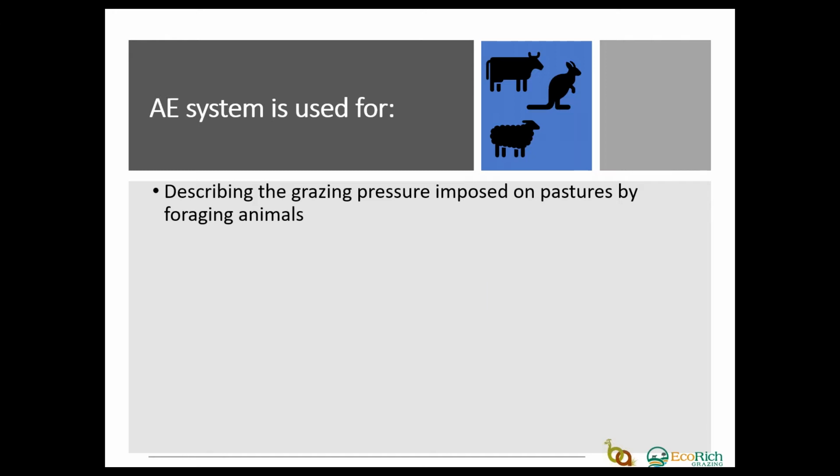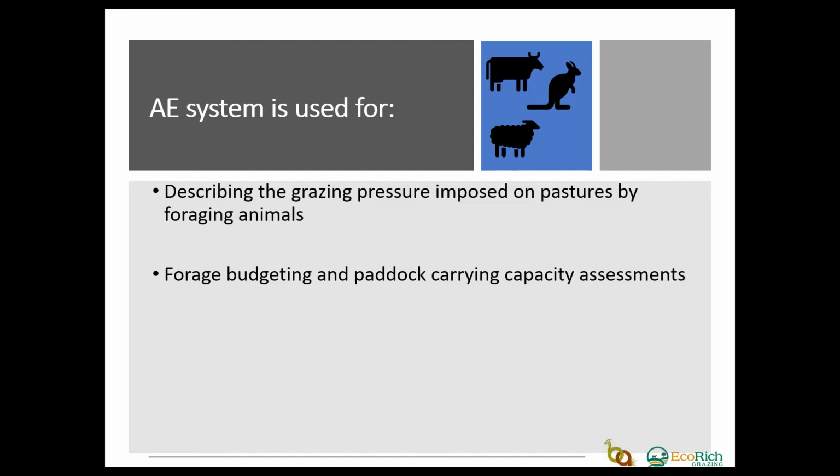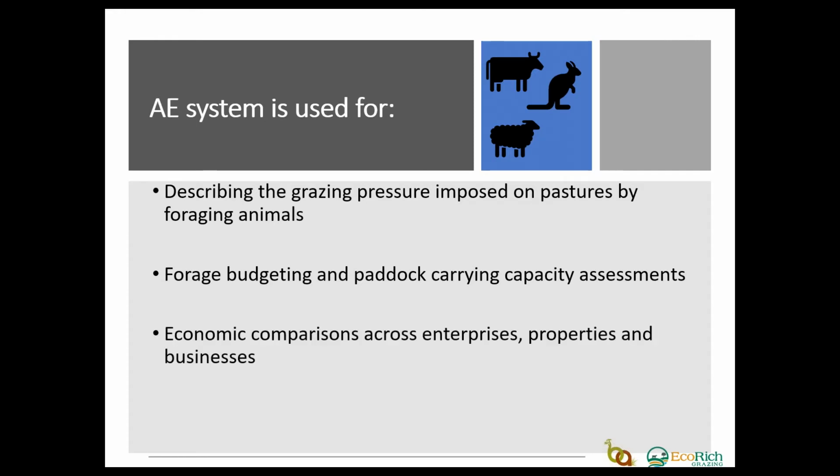It's used for describing the grazing pressure that we impose on pastures by grazing animals. We use it particularly for forage budgeting and long-term carrying capacities of properties, and that's something that we'll go through as we go through these slides. We use it for economic comparisons, not only for enterprises, but for properties and across whole businesses as well. And there are those who use it for property valuations as well.